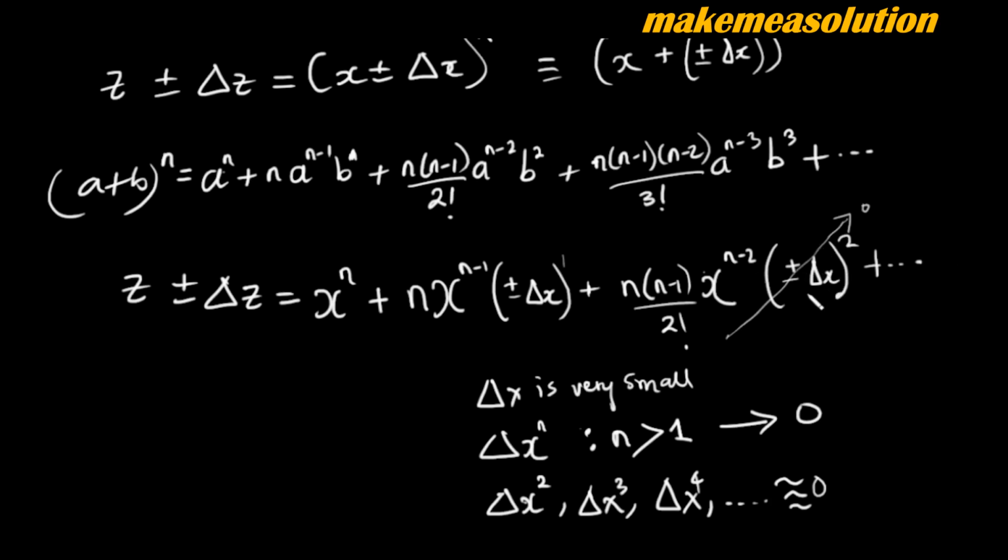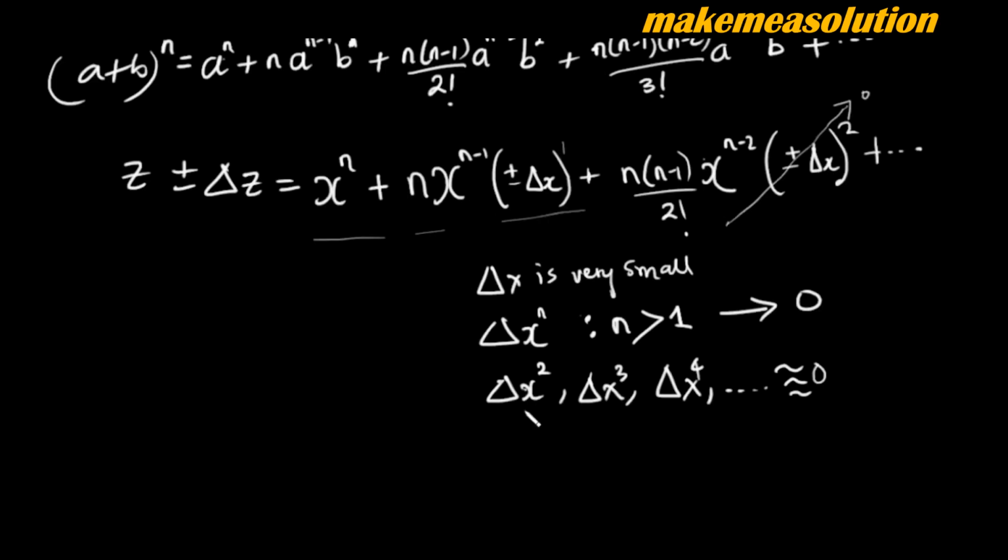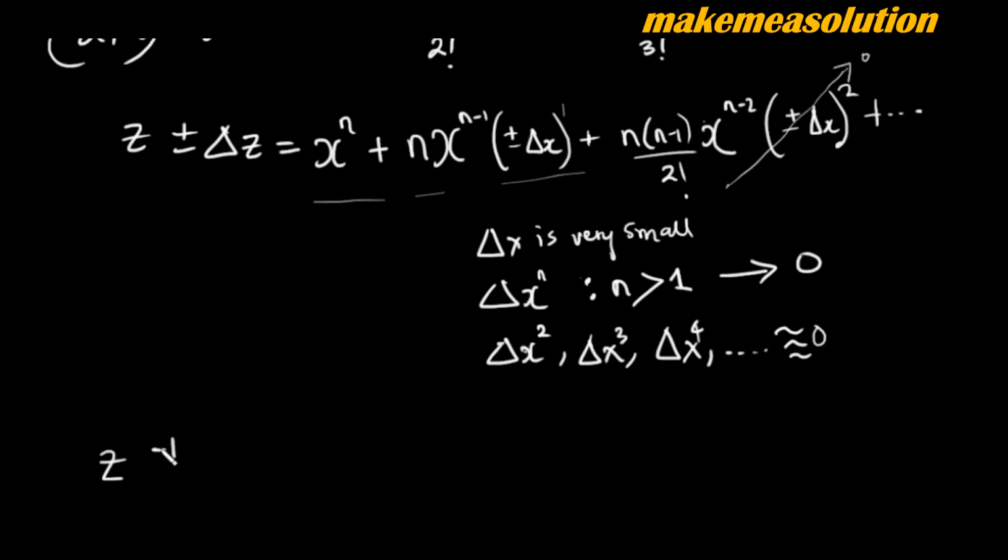The reason I'm neglecting it is because when you open this up, you see that delta x will be squared, and in the next term, delta x will be cubed. So the only term that survives is this one over here. So my z plus or minus delta z in this case is x to the power of n, plus n x to the n minus 1, then plus or minus delta x.